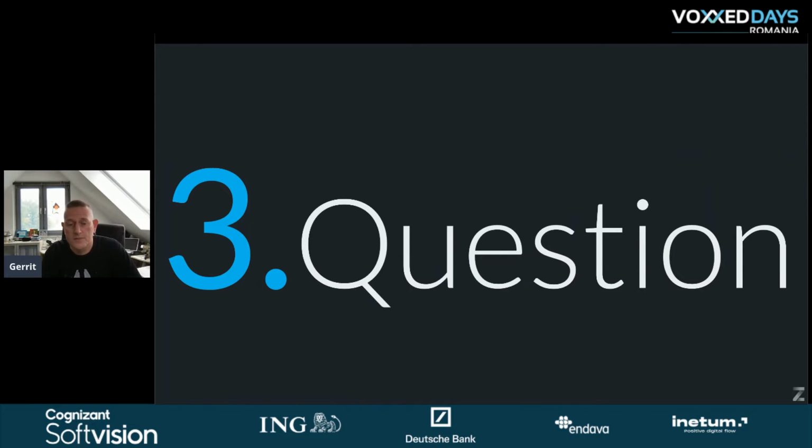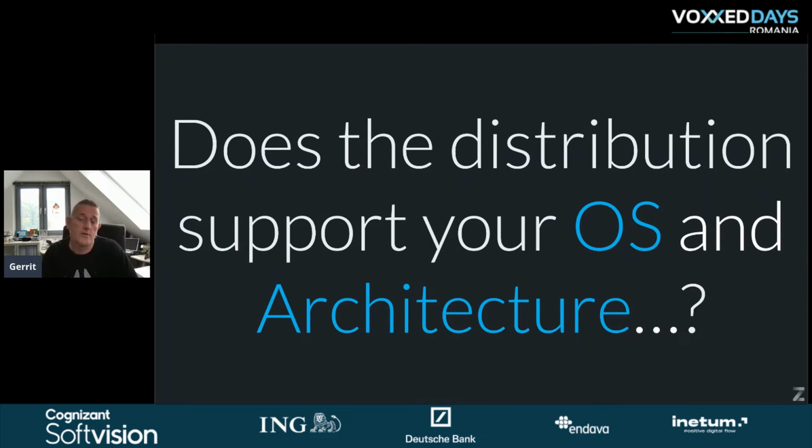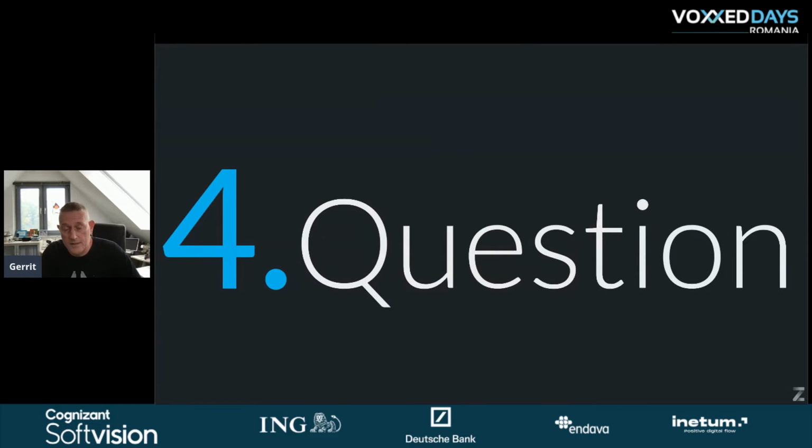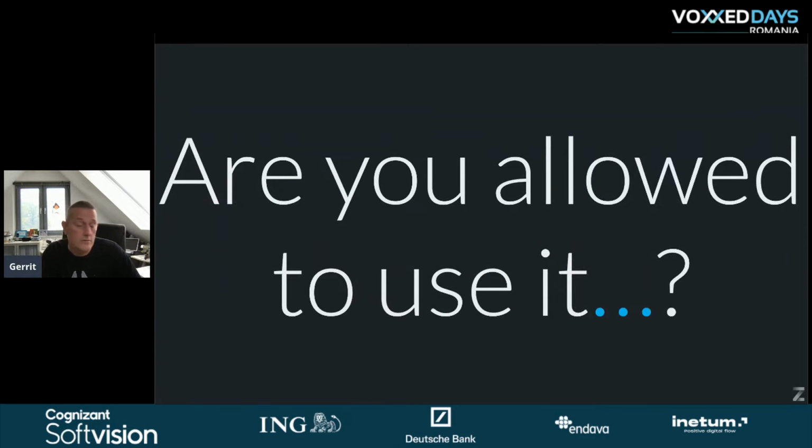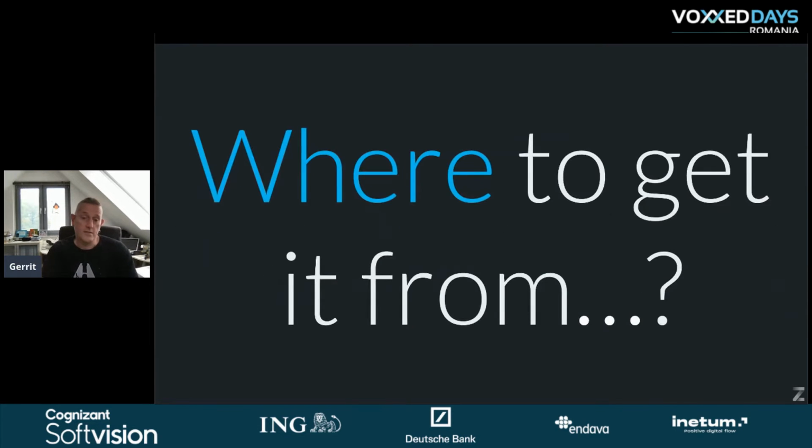The third question is, does the distribution support your operating system and also the architecture? Let's say you are on Mac, then you could have x64 or you can have ARM64. So that makes a difference, right? You have to make sure that it's available for your machine. Then the fourth question would be, are you allowed to use it? Because some distributions are allowed in production, others not. For some you have to pay, for others not. It really depends. And the fifth question is, where do you get it from? Because every distribution has its own way of getting it, right?